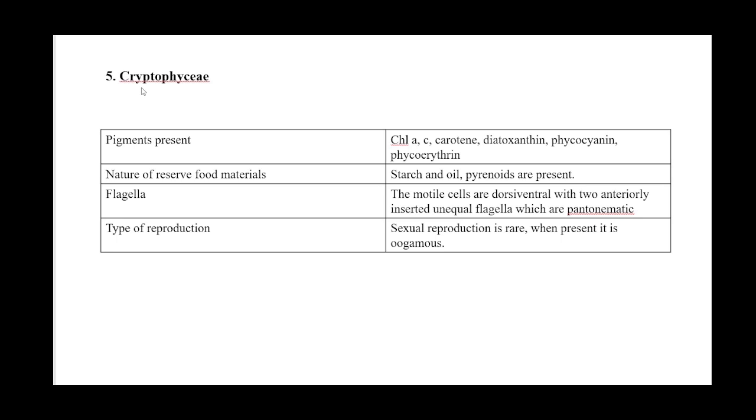The fifth class of algae is Cryptophyceae. The pigments present are chlorophyll A and C, carotene, diatoxanthin, phycocyanin, and phycoerythrin. The food materials are reserved in the form of starch and oil. Pyrenoids are present in Cryptophyceae members. The motile cells are dorsiventral with two anteriorly inserted unequal flagella, which are pantonematic. Sexual reproduction is rare, but when it is present, it is oogamous.